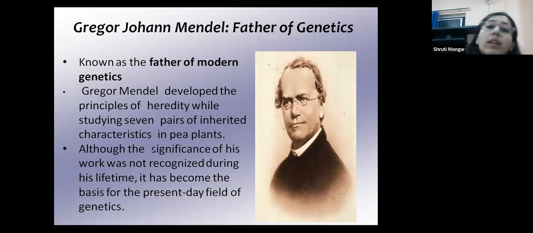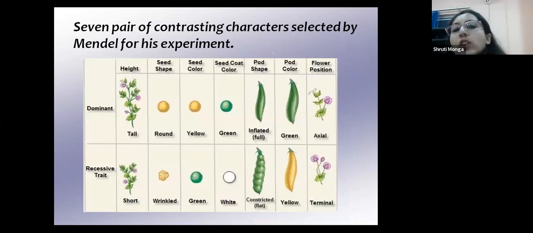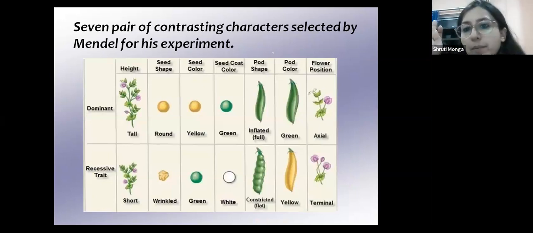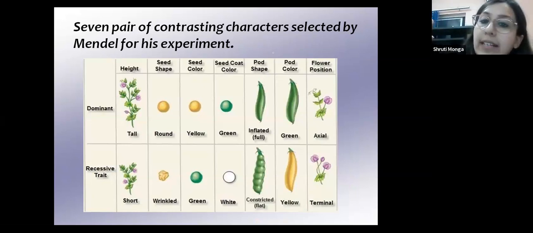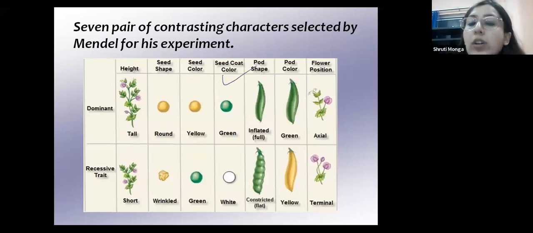Now, as I have already told you, he worked on the pea plants. He actually worked on 7 characters of the pea plant. He worked with the height of the plant, the shape of the seed, the seed color, and the seed coat color. What is the coat of the seed? The color of the coat. He worked with the pod shape.